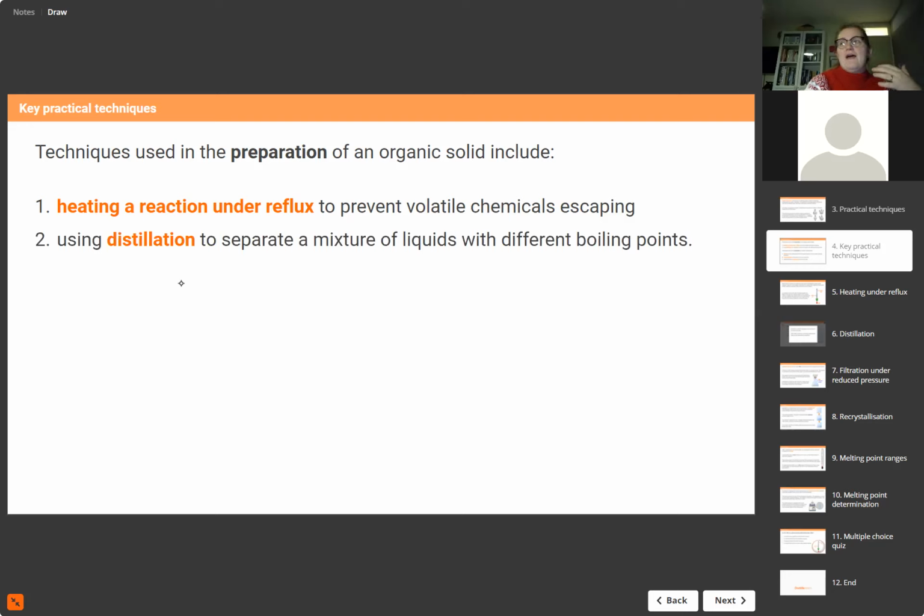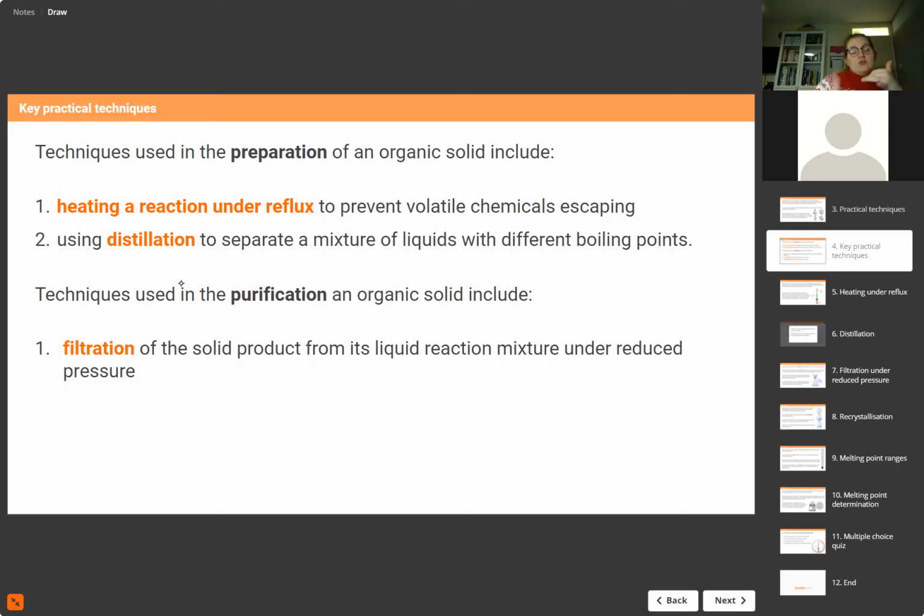Distillation, so that's heating of a liquid to separate mixtures of liquids at different boiling points. So that's prep of an organic solid. So we've got an organic solid, we need to do something with it. So we're either going to get rid of it, prevent volatile chemicals escaping, or distill them to separate them out.